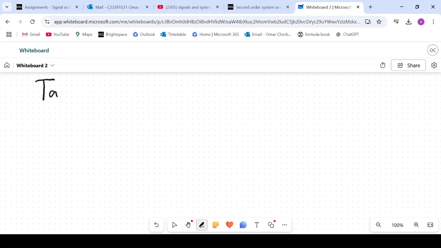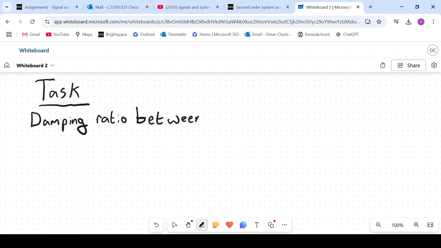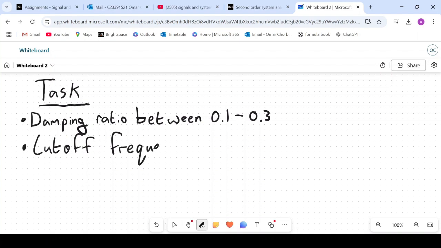So we are tasked with creating a Sallen Key filter with a damping ratio between 0.1 and 0.3, along with a cutoff frequency between 500 hertz and 1500 hertz.